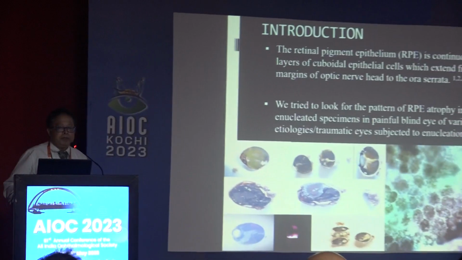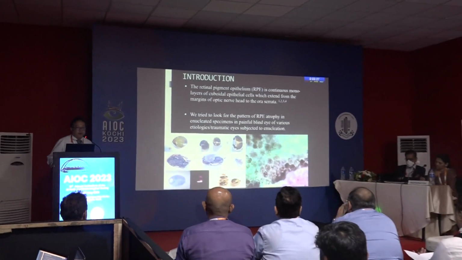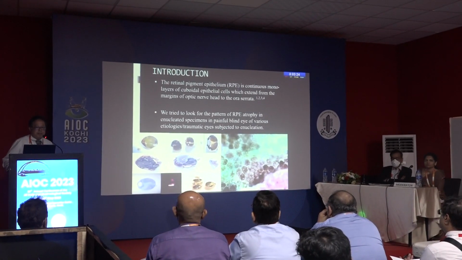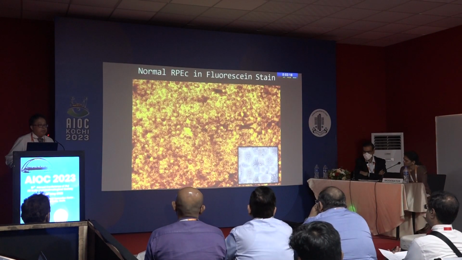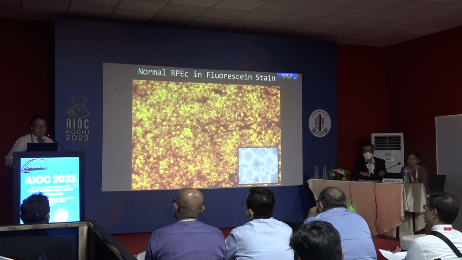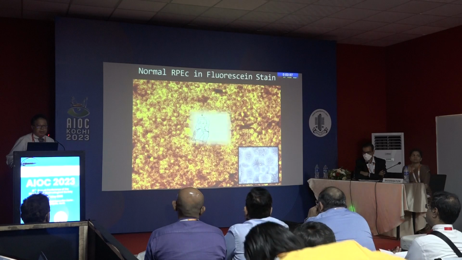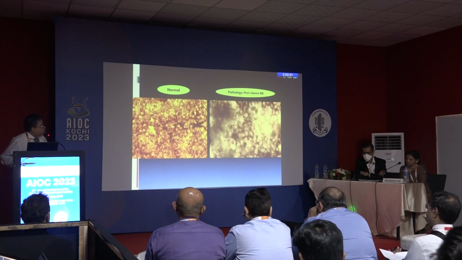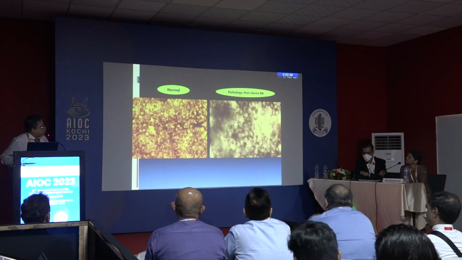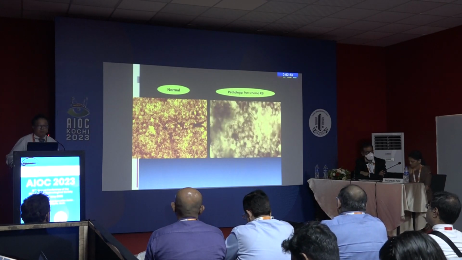Well, retinal pigment epithelium is a continuous monolayer of cuboidal epithelial cells extended from the margin of the optic nerve to the ora serrata. We try to look at the pattern of RPE in disease as well as in normal states. Now we see this is a normal retinal pigment epithelium that we have demonstrated in a raw specimen, an enucleated specimen eyeball. So this hexagonality is evident here. Now what made me think curiously were these two photographs. One is a normal RPE, and in the other, within the RPE there are atrophic areas in post-chemotherapy retinoblastoma cases.